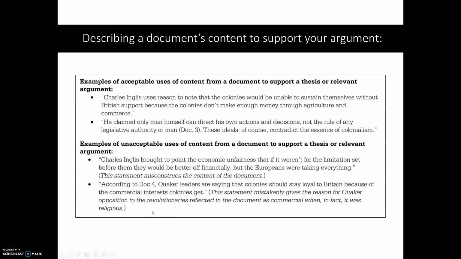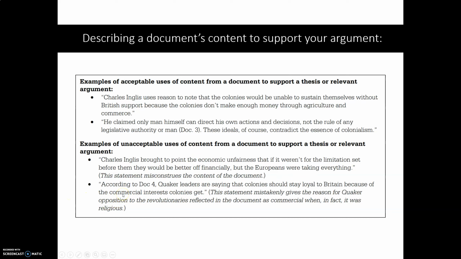According to document 4, Quaker leaders are saying that the colonies should stay loyal to Britain because of the commercial interests colonies get. The commentary on this is that this statement mistakenly gives the reason for Quaker opposition to the revolutionaries reflected in the document as commercial, when in fact it was religious. So you've got to understand the documents. You can't use the content of a document acceptably if you don't understand the content, right? So this is just someone misinterpreting the document, and of course they're not going to earn the point.